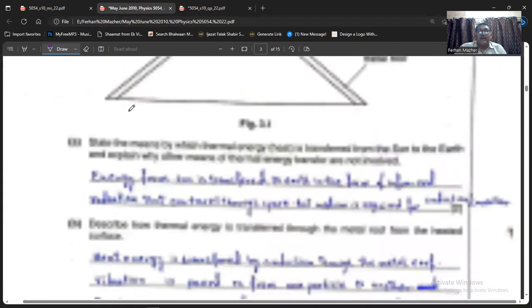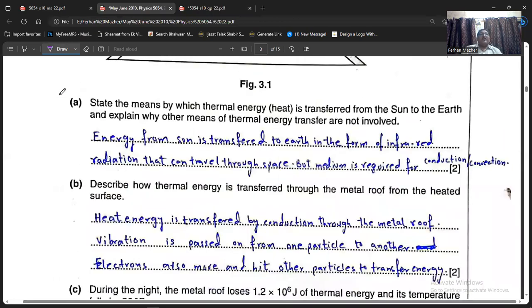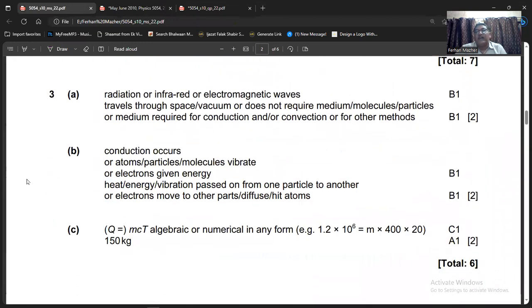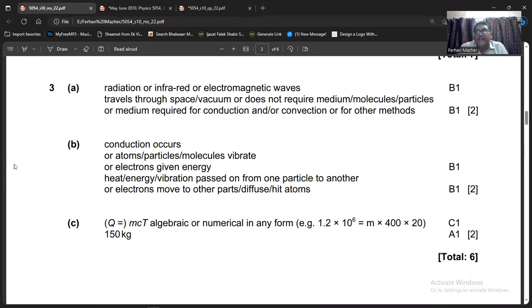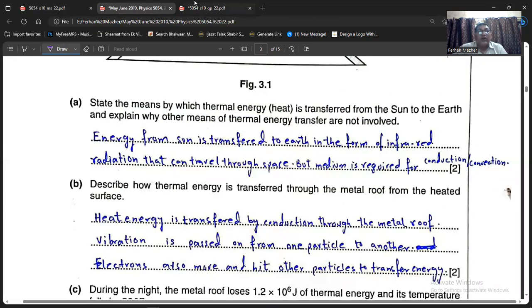So let's have a look at the answer. Okay. So energy from the sun is transferred to earth in the form of infrared radiation that can travel through space, but a medium is required for conduction and convection. That's why through them the energy cannot be transferred. That's question number 3, A part. You can see it is a 2 marks question. The marking scheme is showing up on your screen. Is it radiation or infrared rays or electromagnetic wave, travels through space or vacuum, or does not require medium, molecules or particles, or medium required for conduction and or convection or for other methods? So our answer is good.